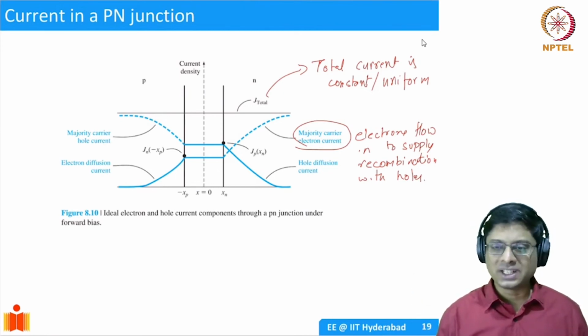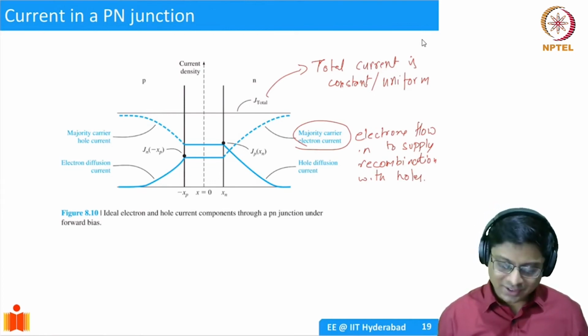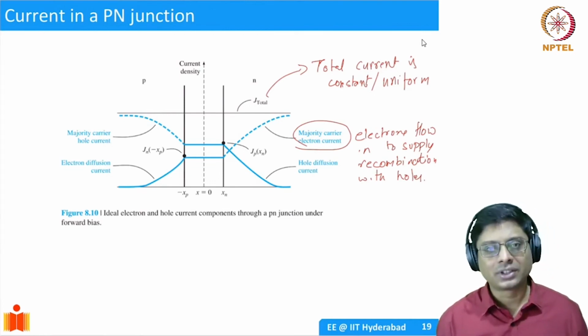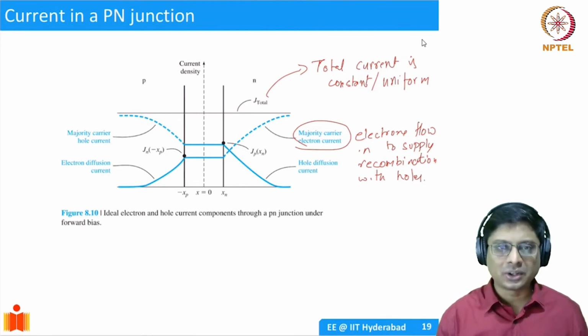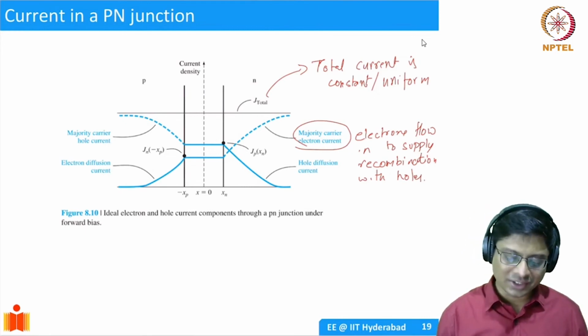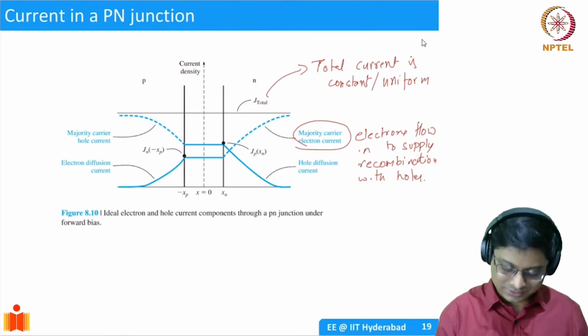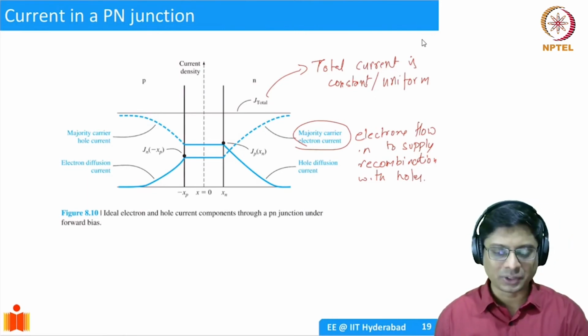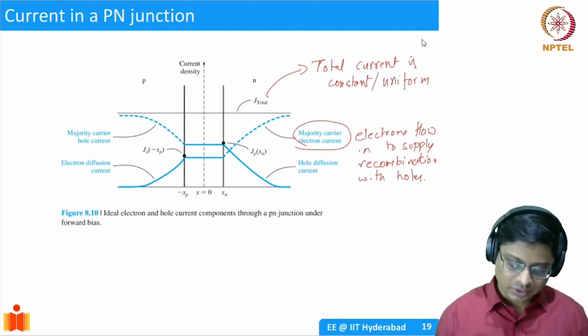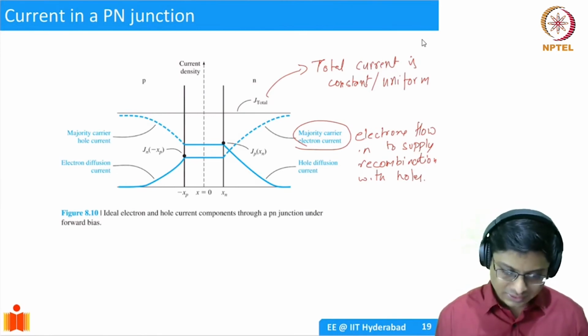Okay, so please take a moment, look at this diagram, and try to draw it by yourself. Okay, when you do that, you will see that there are a lot of assumptions here which are not mentioned, but you will see how they come into the picture. All right, so this is about the total current.